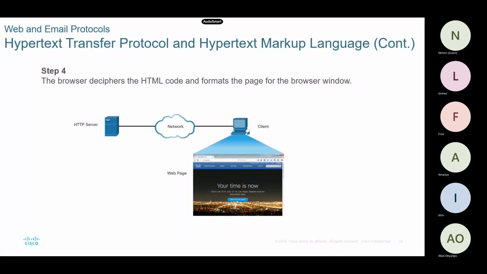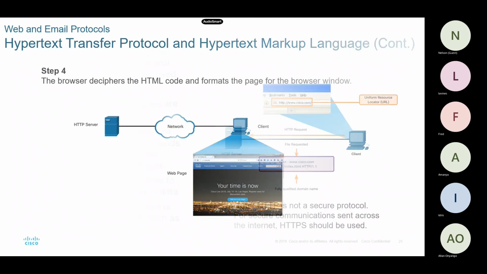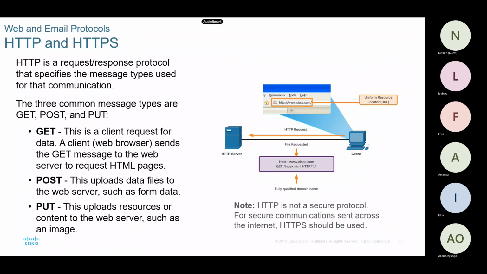And that is exactly how HTTP behaves with the browser and the web server. We have two formats of HTTP: HTTP and HTTPS, and the one with the S is the secure one, and it uses two protocols, SSL and TLS. SSL is Secure Socket Layer, and TLS is Transport Layer Security. Now, HTTP is basically a request and response protocol, which specifies message types.